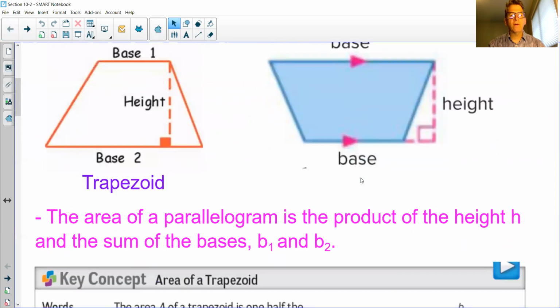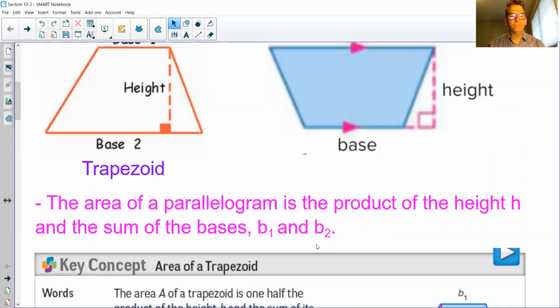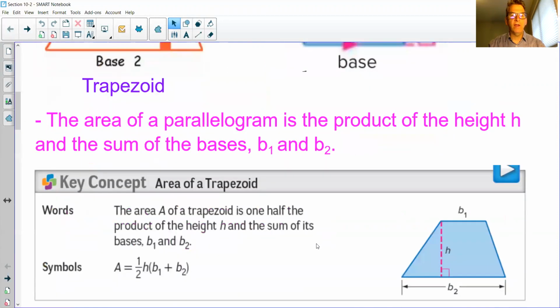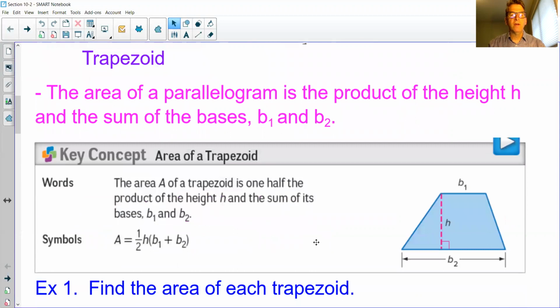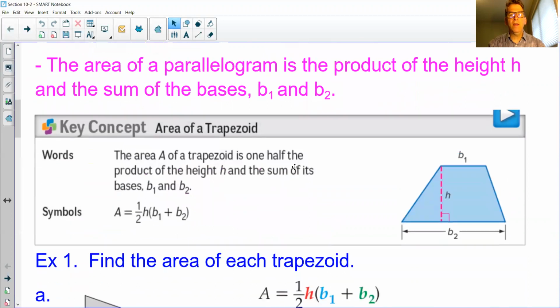The area of a parallelogram is the product of the height and the sum of the bases, B1 and B2. Key concept, the area of a trapezoid. The area of a trapezoid is 1/2 the product of the height and the sum of its bases, 1/2 times the height times B1 plus B2.